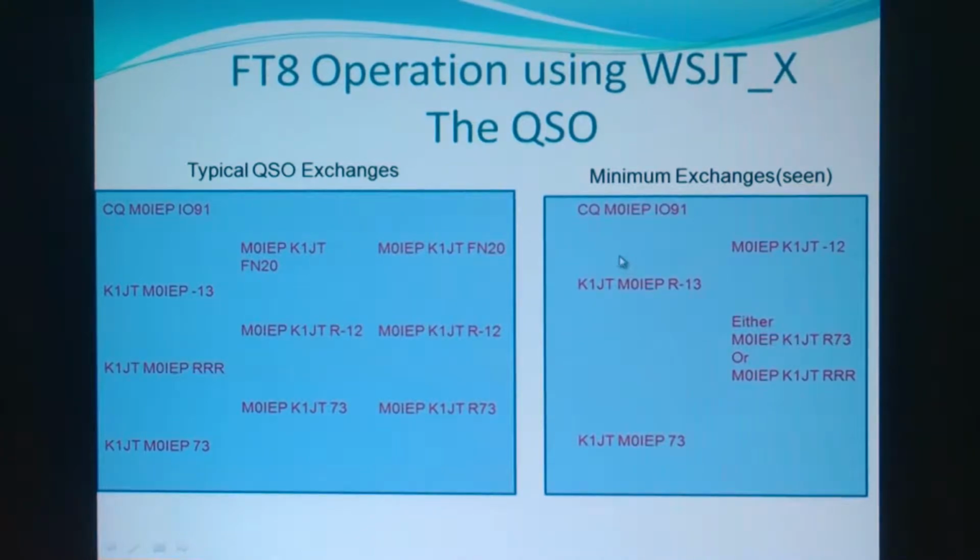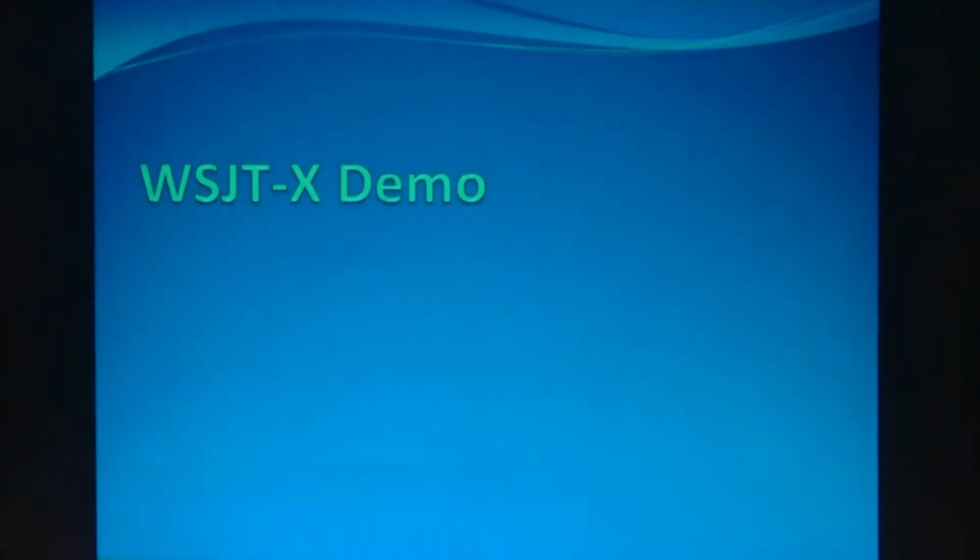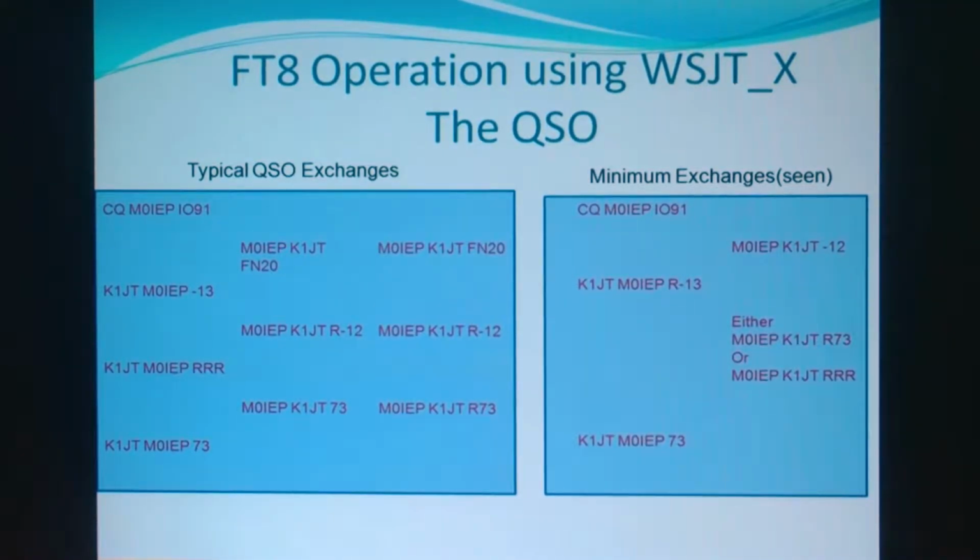So on this side, basically, what you get is sometimes they come back to you. They don't give you the locator. They just give you a signal strength report. You go back with the auto sequence. The auto sequencer then will go back with the signal report. So you receive that signal report, and then they come back with either R73, or they come back with RRR.